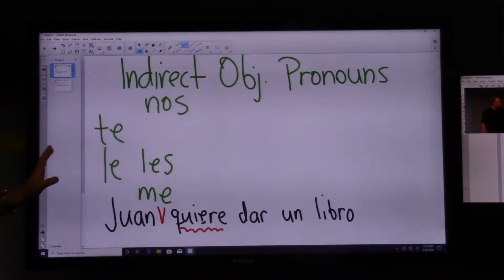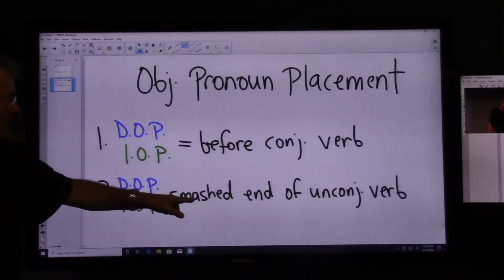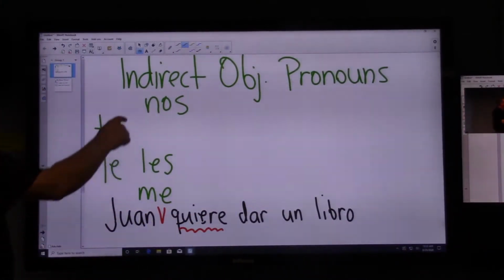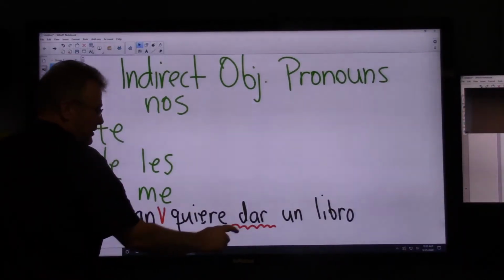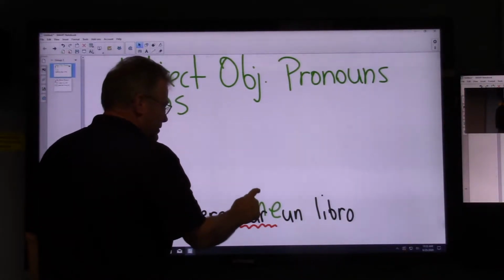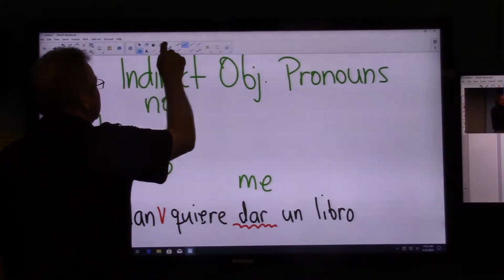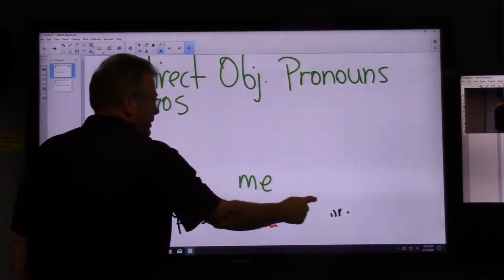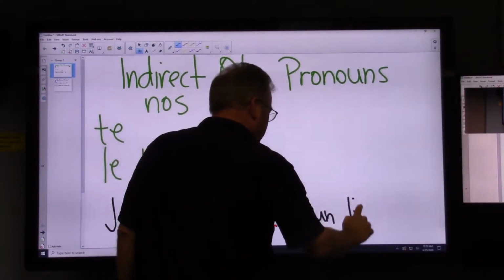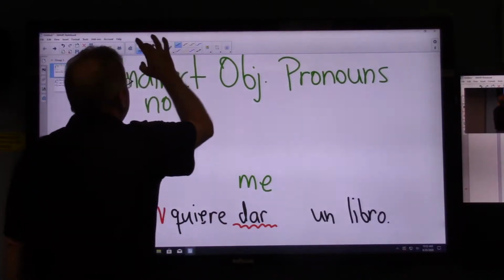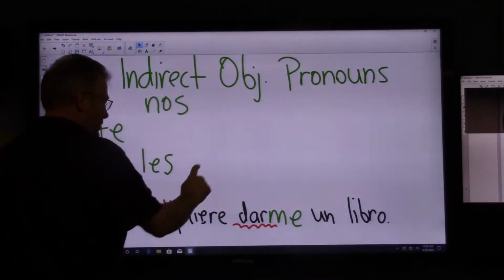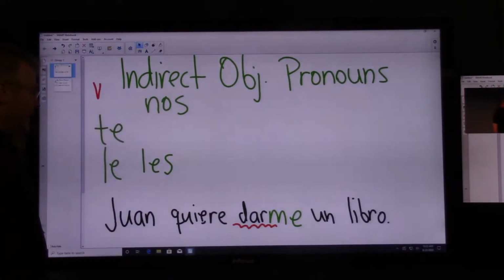Or, what was rule number 2 if I have the option? I can smash it on the end of an unconjugated verb. Do you see an unconjugated verb here anywhere? Right there, the verb dar has not been conjugated. So if I want to, I can smash it on the end. Juan quiere darme un libro.